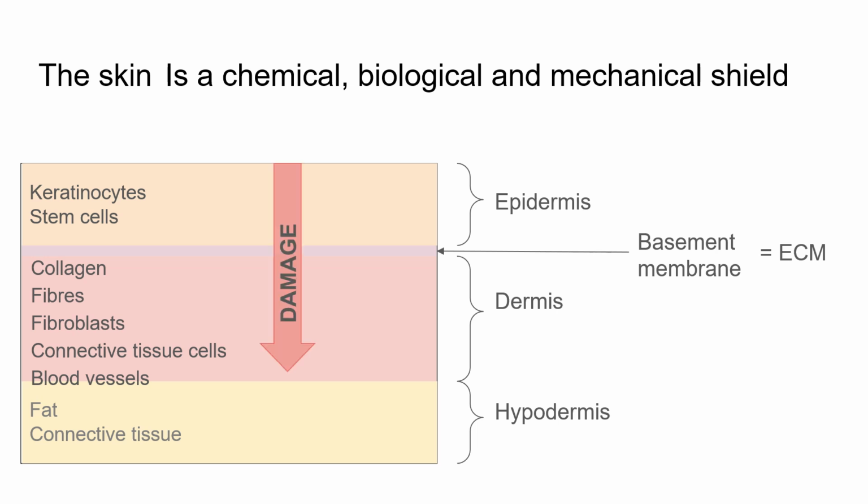Deep second-degree and third-degree burns involve the damage and depth of both the epidermis and dermis layers of the skin, destroying its integrity, structure, and functioning. Such deep wounds cannot heal themselves.